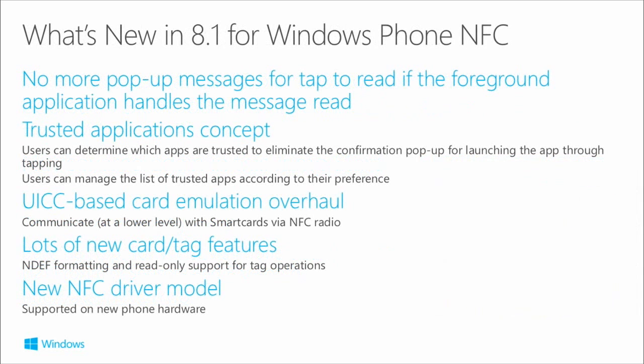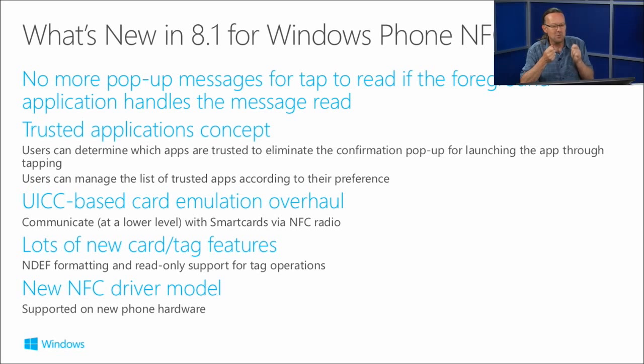But what's interesting is what's new in 8.1 for Windows Phone NFC. First of all, whenever you tap to read, you always have this user confirmation thing, which kind of got a bit tiresome after a while. So we've now got this new trusted applications concept, which is really good. So that the first time you tap something to another device, you still have to confirm it. But on subsequent occasions, a checkbox will come up to say, oh yeah, actually I trust this device, and thereafter you won't be prompted anymore.